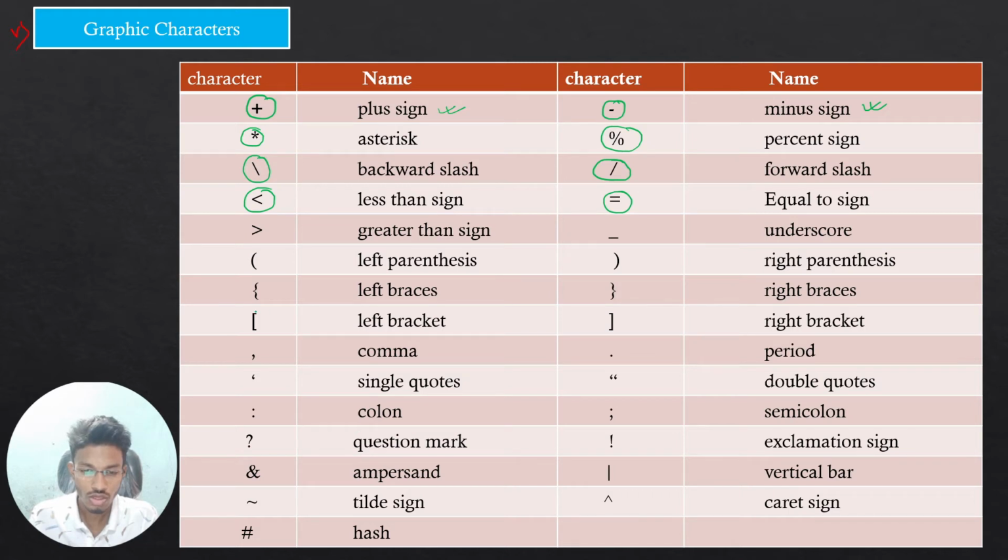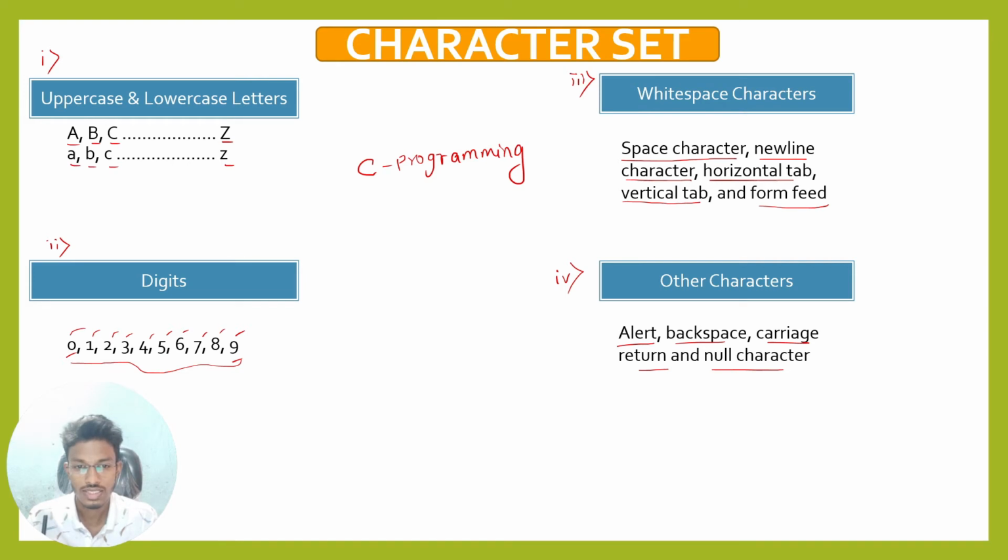What are these? This is called left braces, this is called left parenthesis, and this is called left bracket. You can just try to see these. All these are called graphic characters, which we will use throughout this programming language, or any language, whether C, Java, or Python. Everywhere we use graphic characters. And we use uppercase and lowercase letters, digits, white space, and other characters.